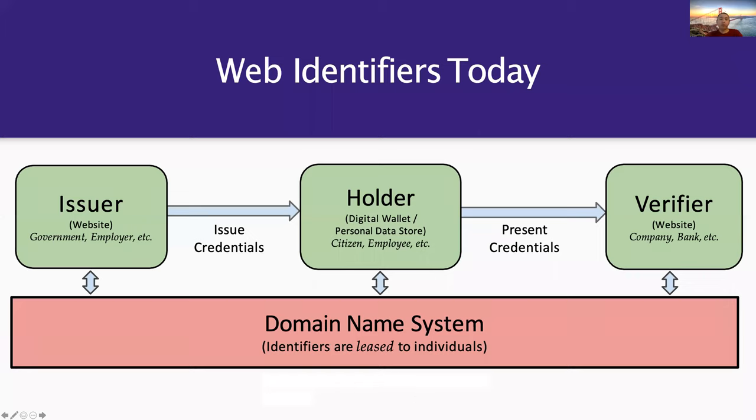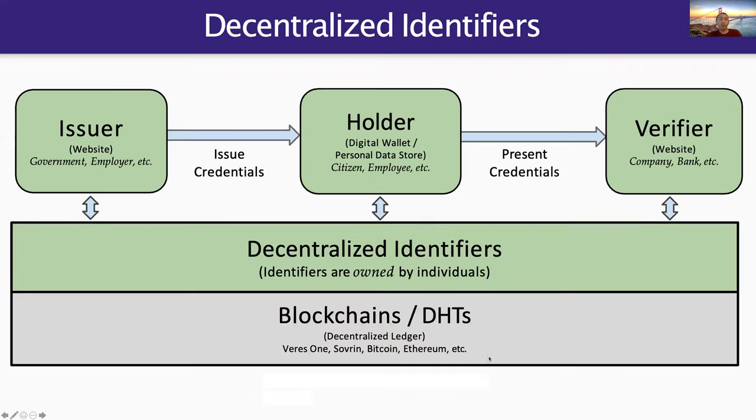So in the model we have a holder and verifier, for example, and identifiers are issued to individuals. It's still a comparison. But here, identifiers are owned by individuals. And verification is done through blockchains, for example.